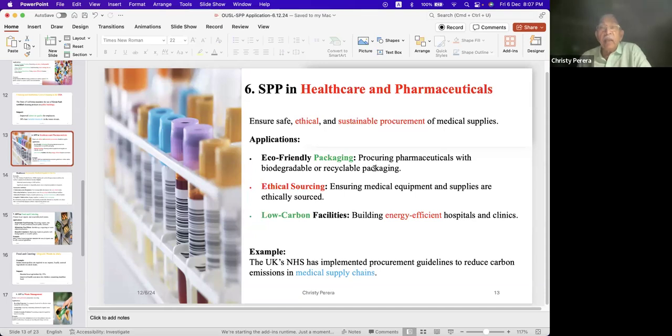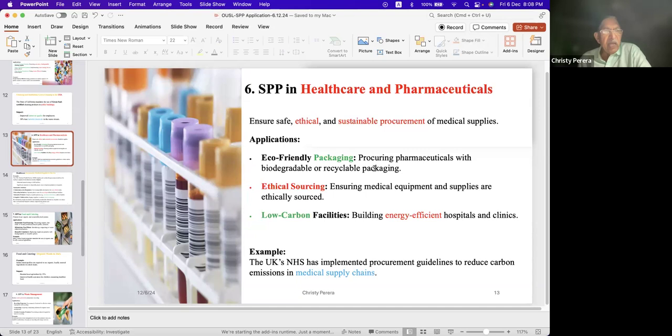Ethical sourcing, ensuring medical equipment and supplies are ethically sourced. Yes, medical equipment, from the production to usage, should be ethically sourced items. Low carbon facilities, that is, building energy efficient hospitals and clinics. They say energy efficient hospitals, or they can say energy efficient clinics.